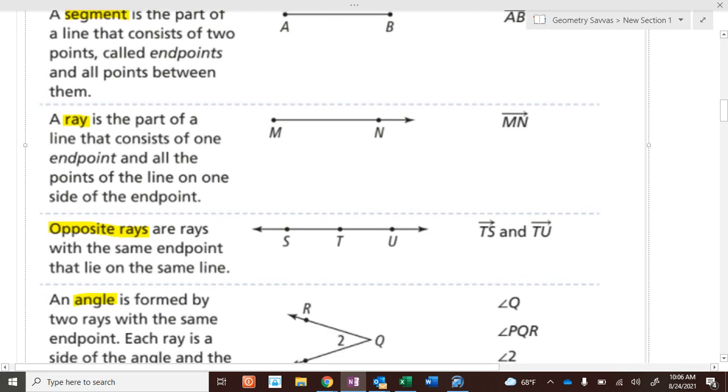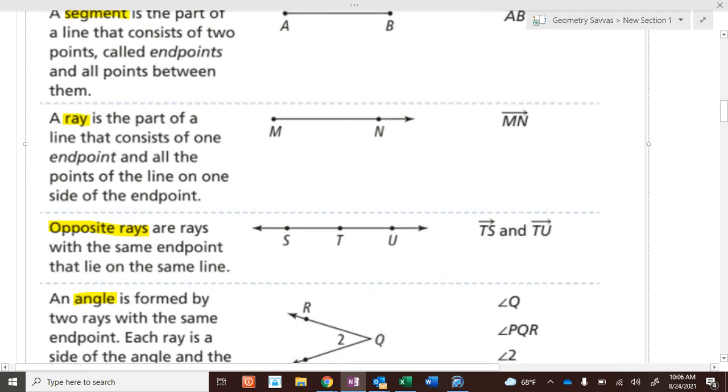A ray is part of a line that has 1 endpoint. So a segment has 2 endpoints, a ray has 1 endpoint. And it goes through another point and keeps going on forever. So it goes on in one direction forever, not both directions forever. A ray uses 2 letters, the endpoint, and then another point that it goes through to name it, with a ray symbol above it.